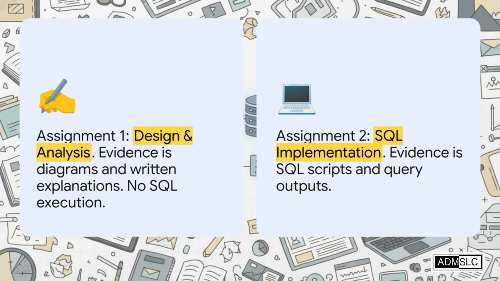Okay, this is probably the single biggest hurdle where people trip up, mixing up Assignment 1 and Assignment 2. Let's make this crystal clear. Assignment 1 is all about being the architect. It's design and analysis. Your evidence is going to be diagrams, written explanations, and tables. Assignment 2, that's for later. That's when you're the builder, doing the full SQL implementation and running queries. For this first assignment, you should have absolutely no SQL query outputs in your report. Seriously, keeping these two separate in your head is the easiest way to avoid losing marks.